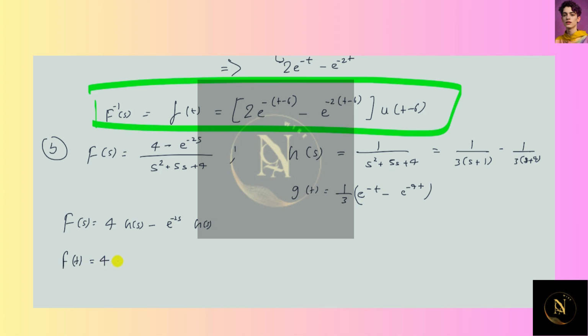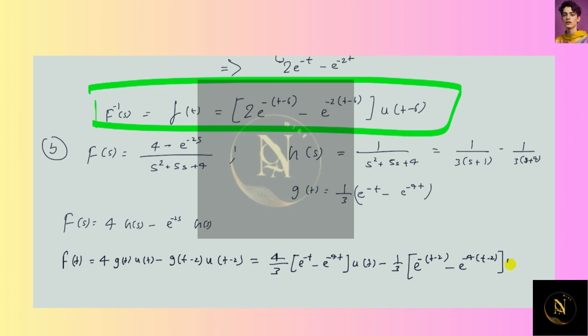f(t) would be equal to 4 g(t) u(t) minus g(t-2) u(t-2), which is equal to 4/3 times (e^(-t) minus e^(-4t)) u(t) minus 1/3 times (e^(-(t-2)) minus e^(-4(t-2))) multiplied with u(t-2). So this is the answer for part B.